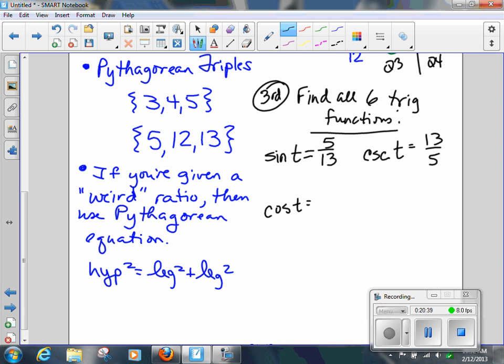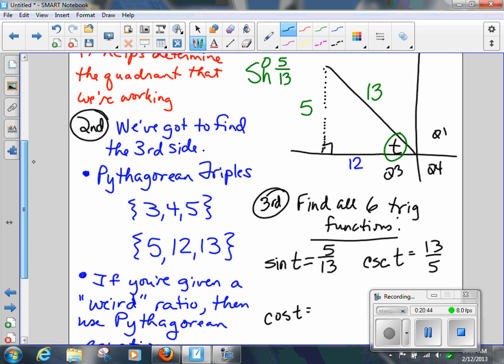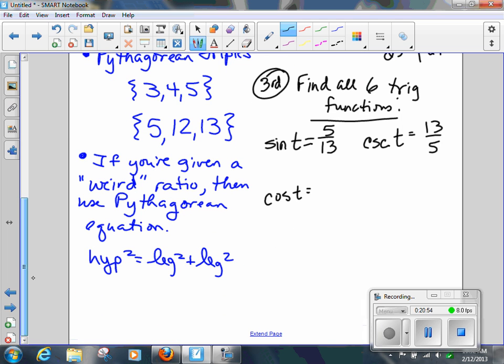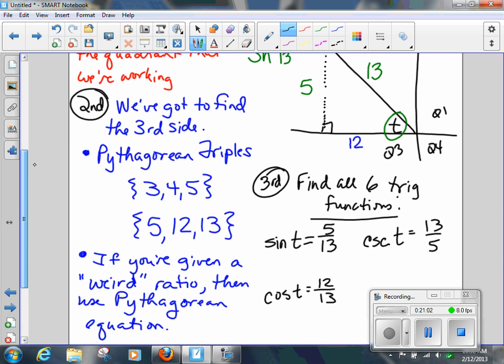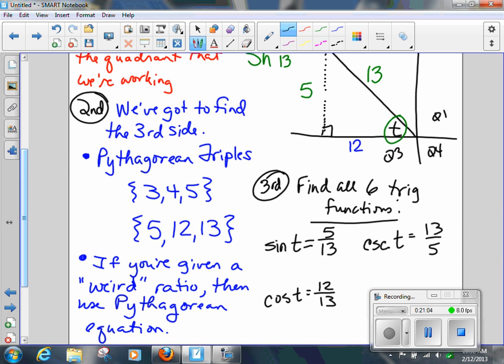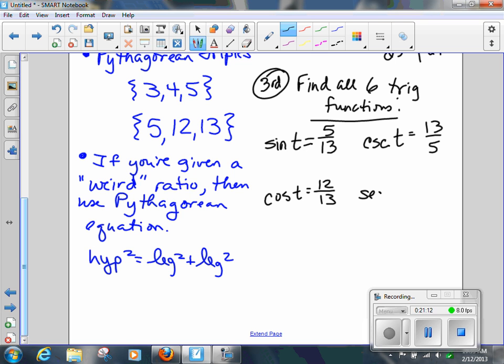Cosine. Go to your right triangle. This is why we did this. Some old horse caught a horse. 5/13. What is it? 12/13. All I'm doing is using some old horse caught a horse, adjacent over hypotenuse. Adjacent over hypotenuse. What's your inverse? 13/12. So secant is 13/12.